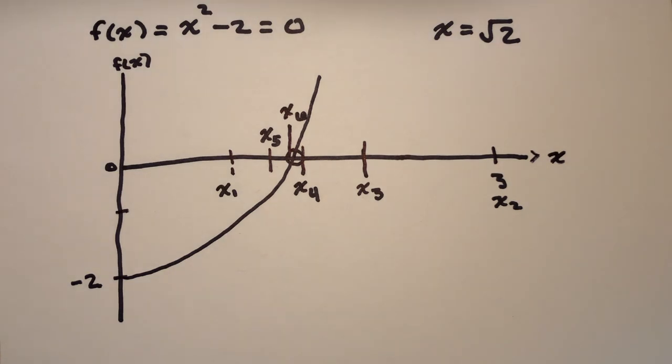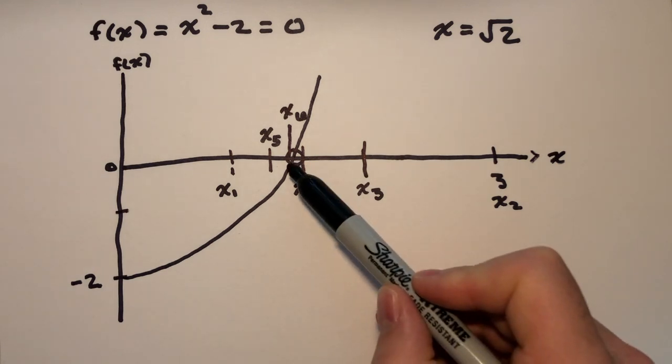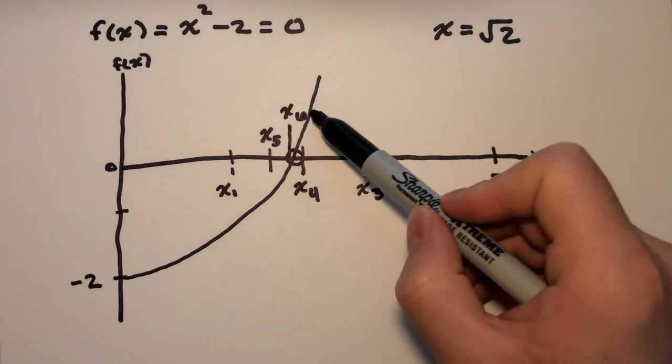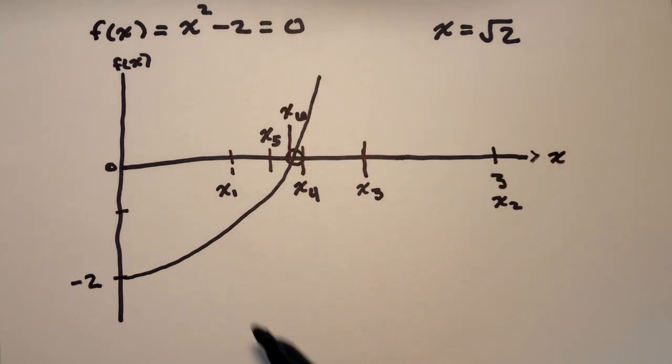A quick note that will make it easier to code this up. At the root, f of x changes sign. So either f of x goes from negative to positive, or for a different function, f of x might go from positive to negative.